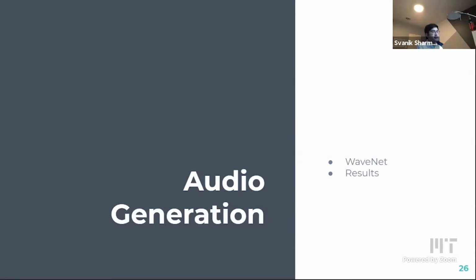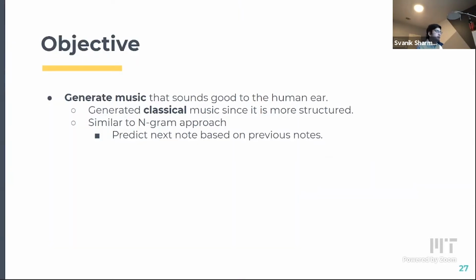And now we move on to audio generation. So the objective of this project was to generate music that sounds good to the human ear. When deciding what type of music to generate, we decided to use classical music, since it's more structured compared to contemporary genres like rock, pop, hip-hop, or metal. And the approach we used was similar to n-gram, in the sense that each note that was produced was based on the previous sequence of notes.